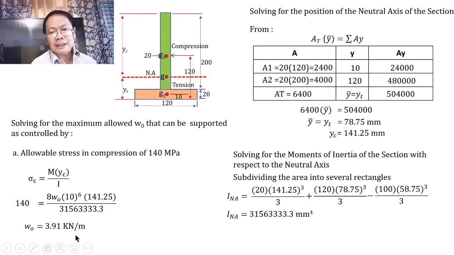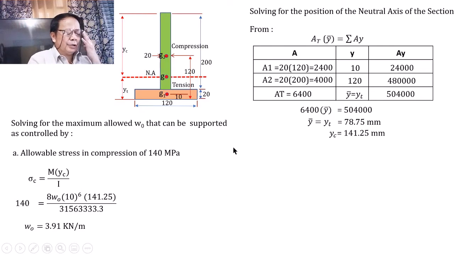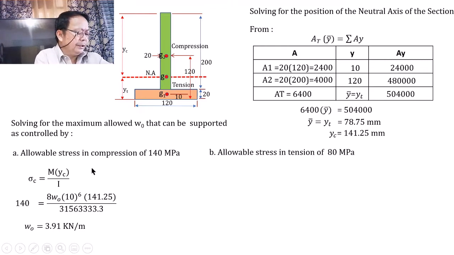Pero hindi pa ito yung ating sagot kasi dalawa yung nagko-control dito, dalawa yung ating pagbabasihan. Una, yung maximum allowable compression here, and the second one is the maximum allowable tensile stress that will be developed here. Diba? Kaya for the second part, we have to consider solving for the allowable stress, as controlled by the allowable stress in tension, which shall be in the fiber at this farthest position. Using the same formula, that stress equals M y sub T over I.